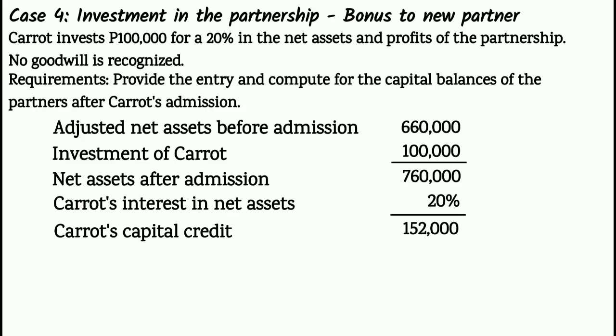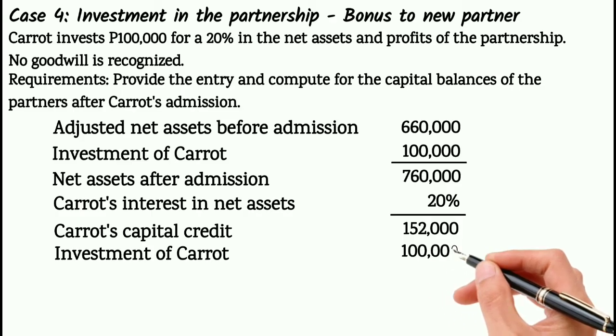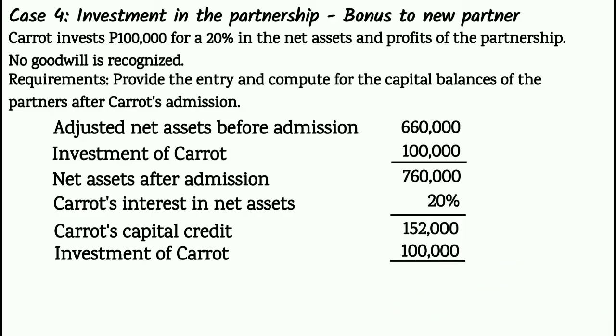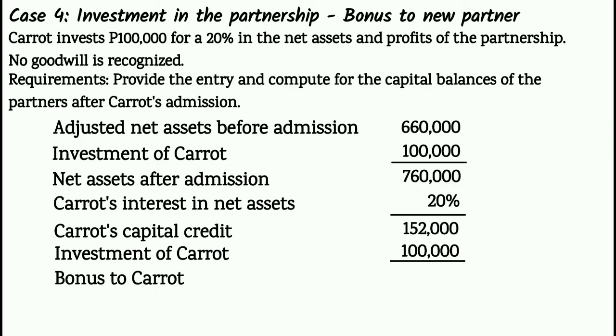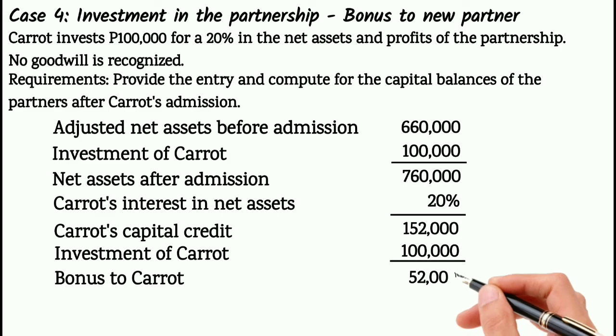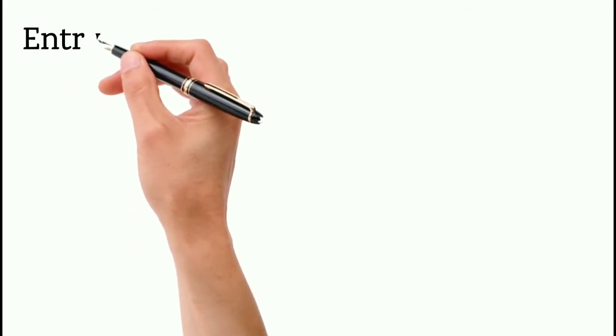Ang capital credit ni Carrot ay 152,000 pesos. Pero ang kanyang investment ay 100,000 pesos. Therefore, yung excess, yan yung tinatawag natin na bonus to Carrot. Yung excess ay 52,000 pesos. And that is the bonus to Carrot. At this point, since na-compute na natin yung bonus to Carrot na 52,000 pesos, we can now provide the entry.